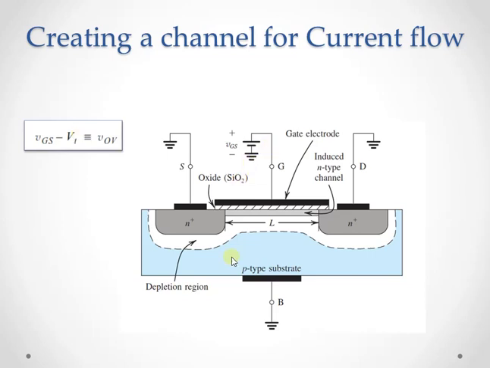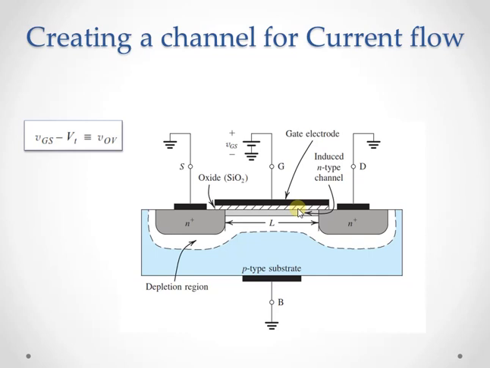The gate and the channel region of the MOSFET form a parallel plate capacitor with the oxide layer acting as the capacitor dielectric. The positive gate voltage will cause positive charge to accumulate on the top plate of the capacitor, that is the gate electrode, and the corresponding negative charge on the bottom plate is formed by the electrons in the induced channel.